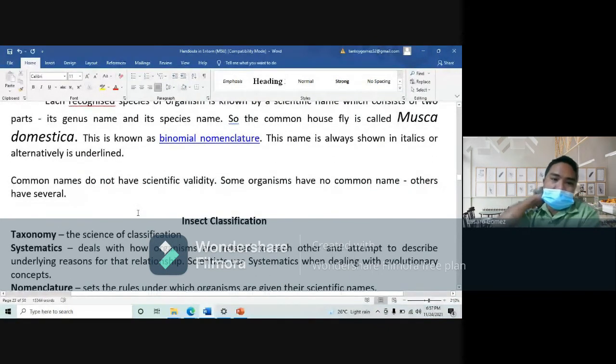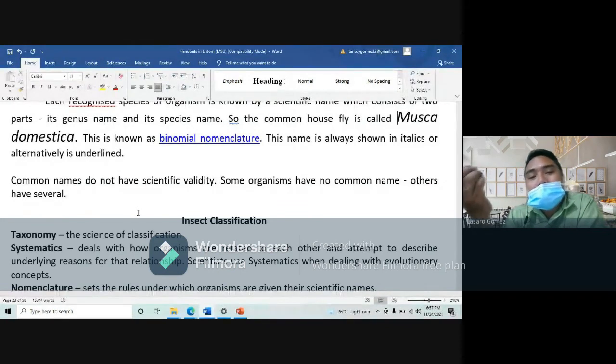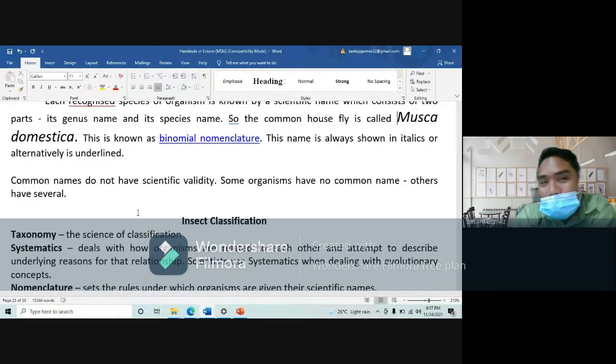Common names do not have scientific validity. Some organisms have no common name, others have several common names. That's why I explained earlier that scientific names give scientific validity to that particular insect, while common names do not have scientific validity.